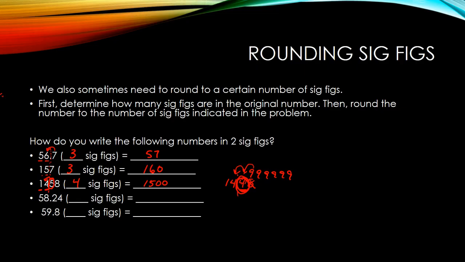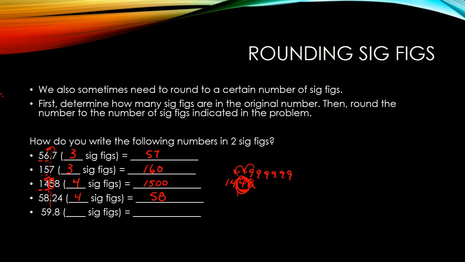So let's look at another one, 58.24. And so this is 4 sig figs originally. And so now, as we go through it, we keep the 5 and the 8, and then we look, does the 2 round up? Nope, it doesn't. So this number just sticks at 58.